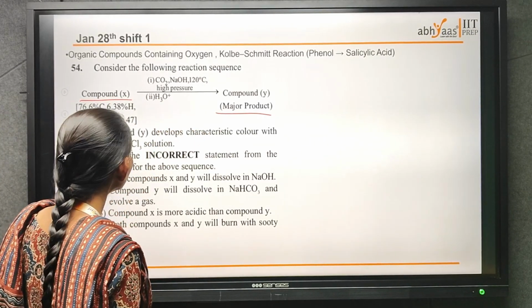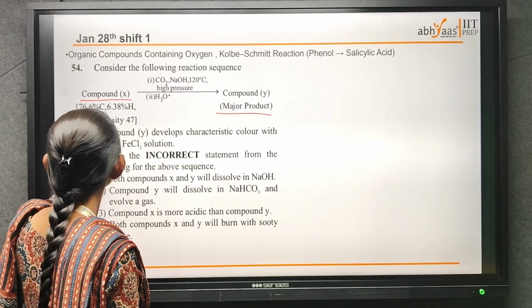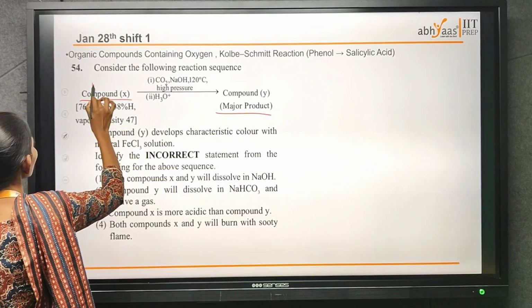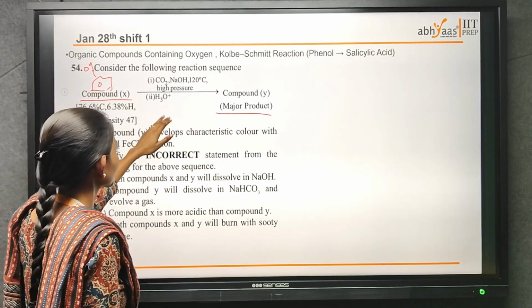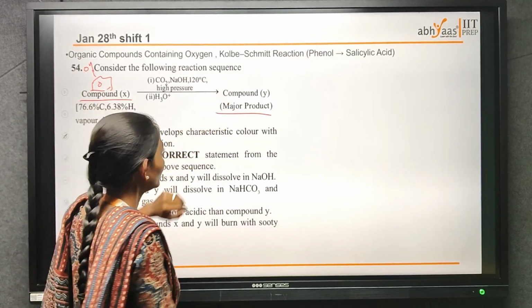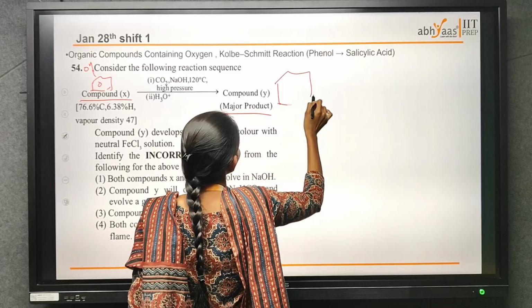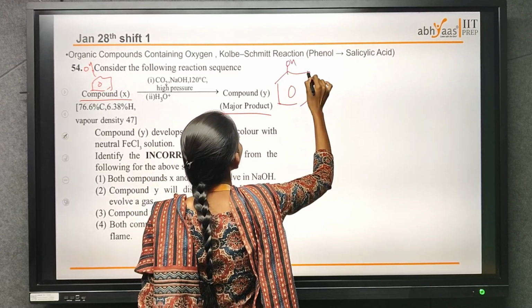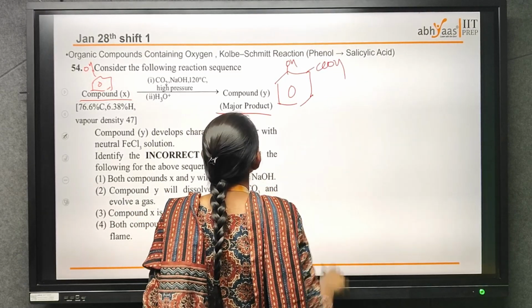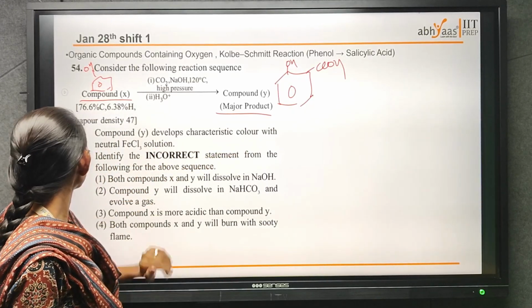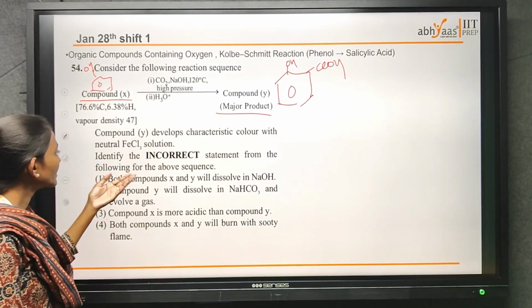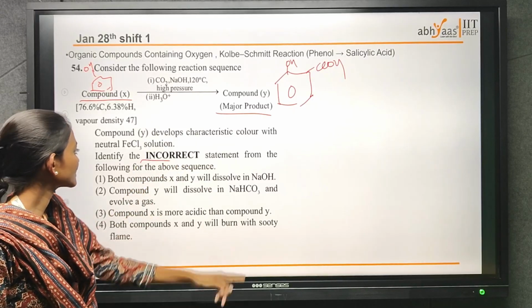If we apply these reactions, we know that X will be phenol, right? Upon these reagents, phenol is going to convert into salicylic acid, right? So which is OH, COOH, right? Compound Y develops a characteristic color with neutral FeCl3 solution. So we need to identify the incorrect statement.